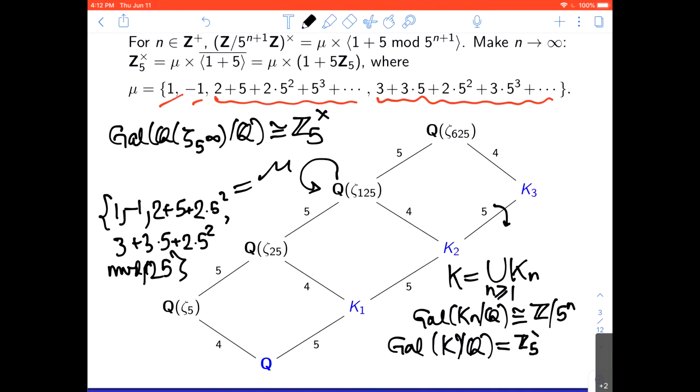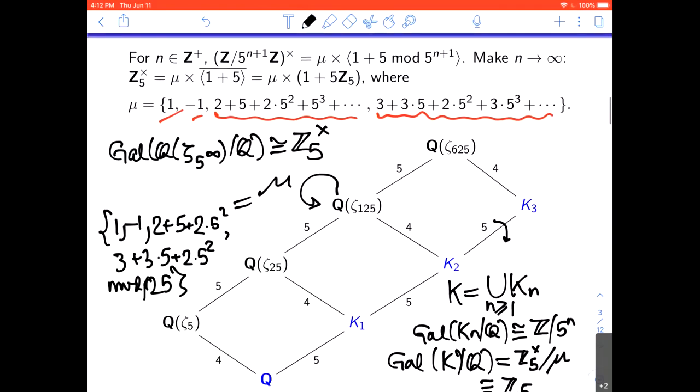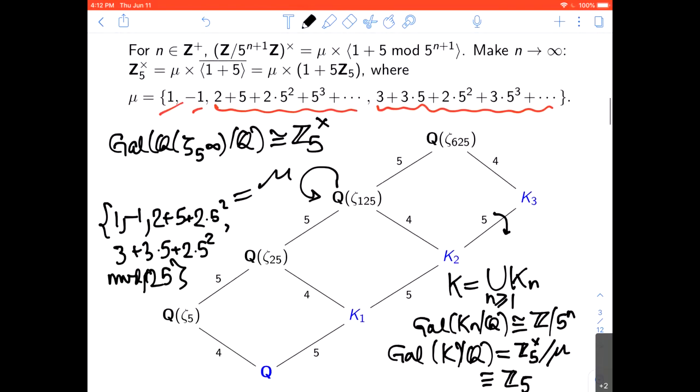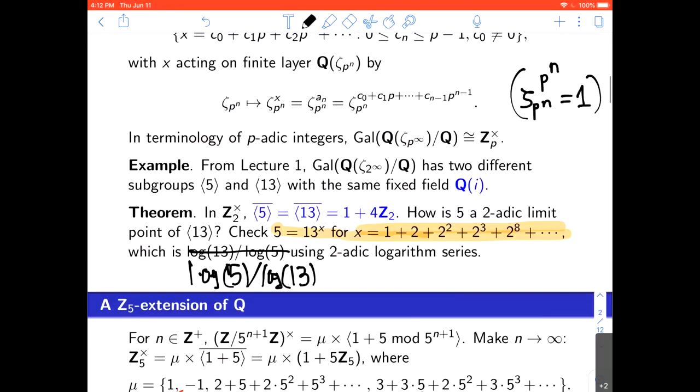Like in Galois theory, when you look at the fixed field of a subgroup, the Galois group is really the quotient by that. And so anyway, that's isomorphic to Z5. It's 1 plus 5Z5, which is isomorphic to Z5 by the logarithm. So it's very similar to what I mentioned on the previous slide.